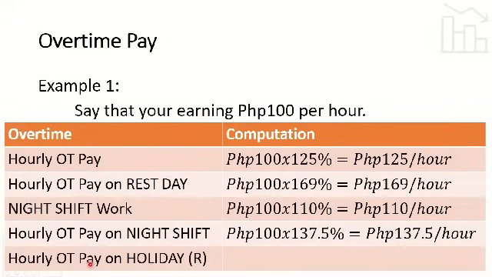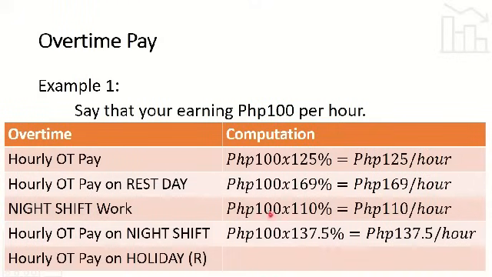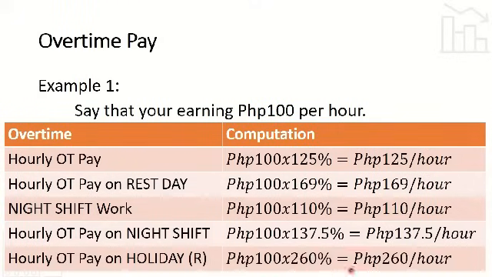Okay. Hourly overtime pay on holiday. Regular holiday. So, kapag regular holiday tayo, ang ating hourly rate ay 260%. So, imumultiply natin sa 260% yung ating regular rate per hour. So, ang regular rate per hour niya ay 100 times 260%. So, that will be 260 per hour. Okay, so this is an example on how to calculate the overtime pay. So, ordinary day, overtime pay during rest day, overtime pay during night shift, and overtime pay during holiday, regular holiday.